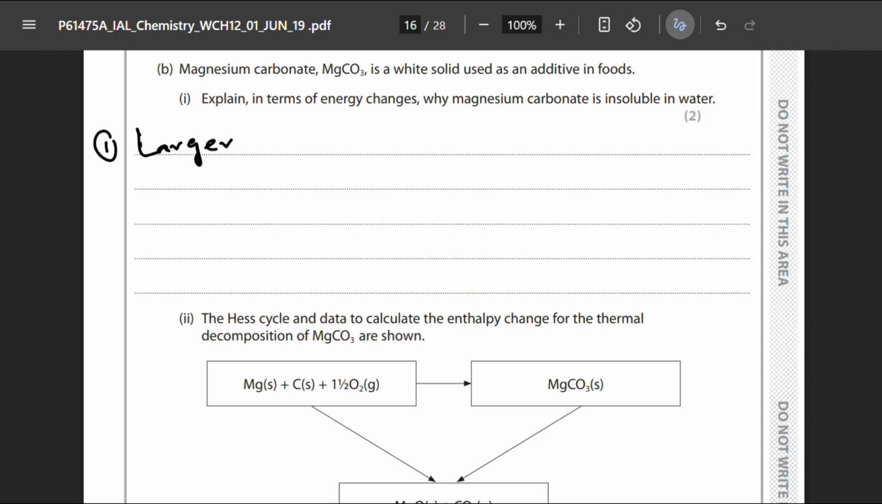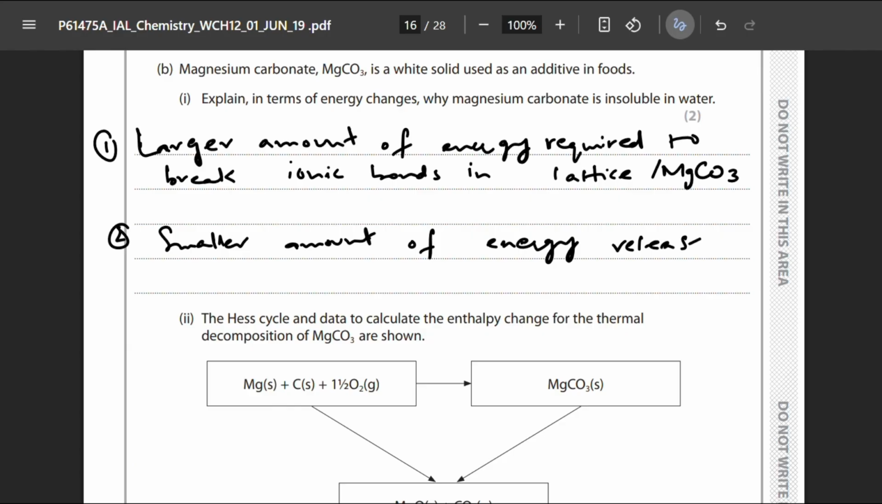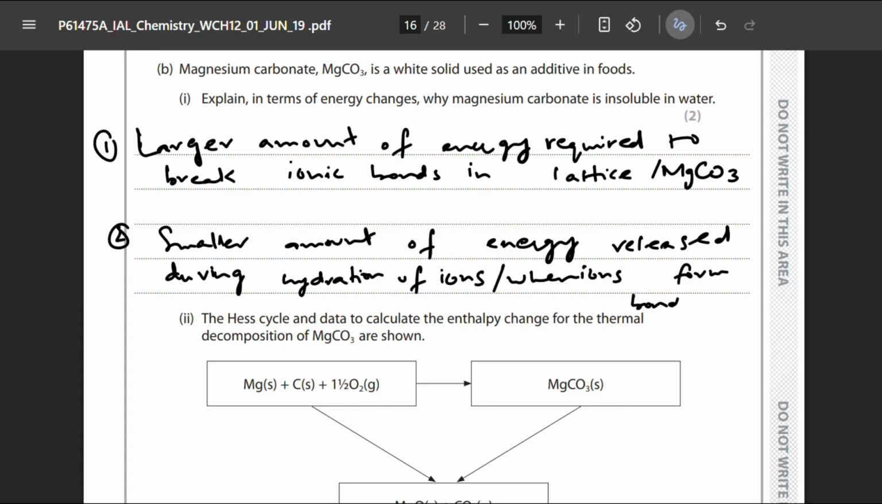So you can write the reason, because this is 2 marks, 1 mark each: a larger amount of energy required to break ionic bonds in the lattice of magnesium carbonate, and a smaller amount of energy released during hydration of ions, when ions form bonds to water.